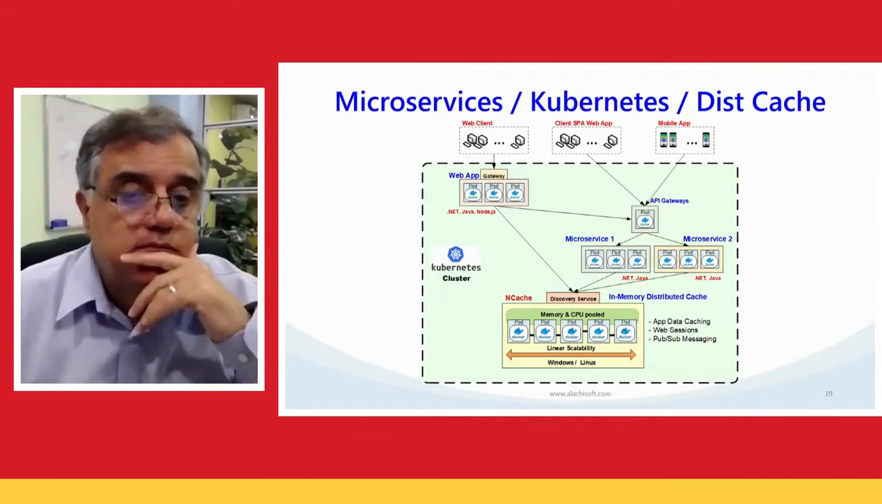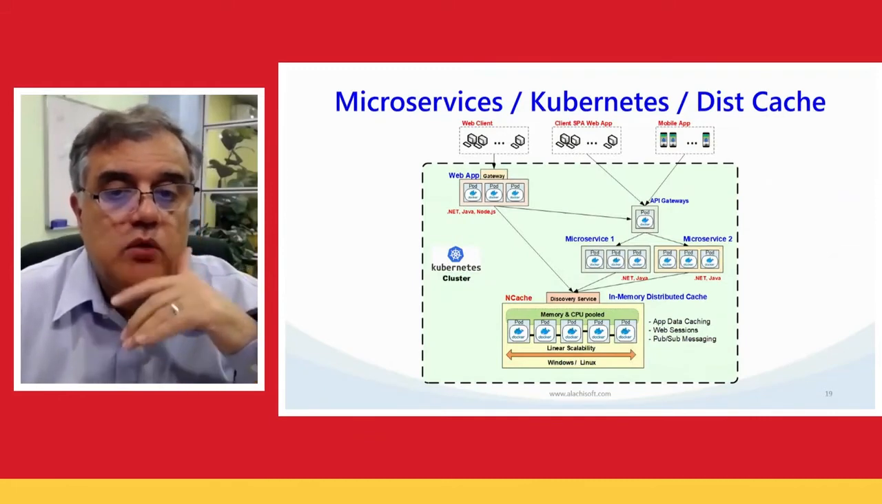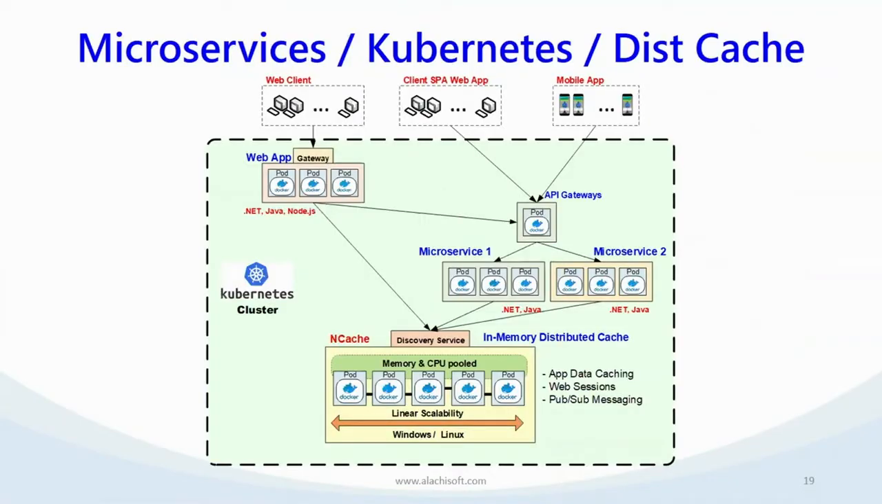Okay, so here's how we have a Kubernetes environment running both web applications and microservices and using a distributed cache. This green area is a Kubernetes cluster, and Kubernetes has this concept of a cluster. Within each cluster, you have multiple deployments. Each of these three rectangles is a deployment. So there's a web app deployment, there are 2 microservices deployments, and there's a distributed cache deployment. And there's an API gateway for the microservices.